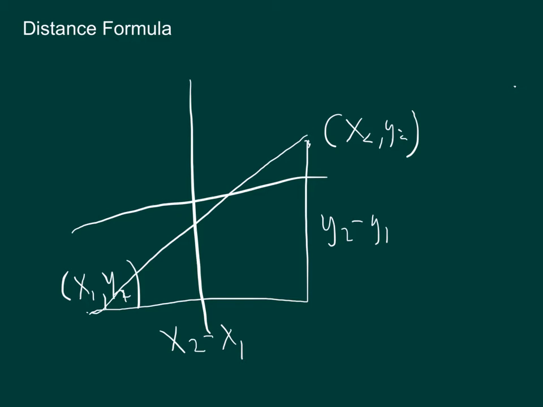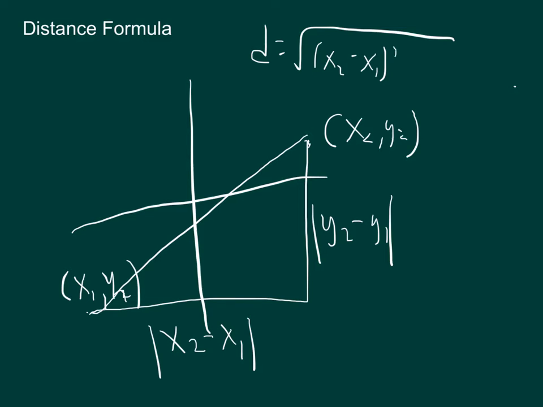And we should, in theory, put absolute values around both of these. That's because imagine if x1 is bigger than x2, then that'll be a negative number. The absolute value will make it positive. However, to find this diagonal length, we need to square both the horizontal distance and the vertical distance, and whether it was negative or positive, it's not going to matter. So the distance is going to equal the square root of x2 minus x1 squared plus y2 minus y1 squared.